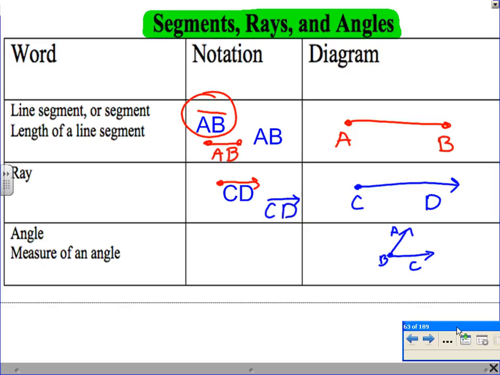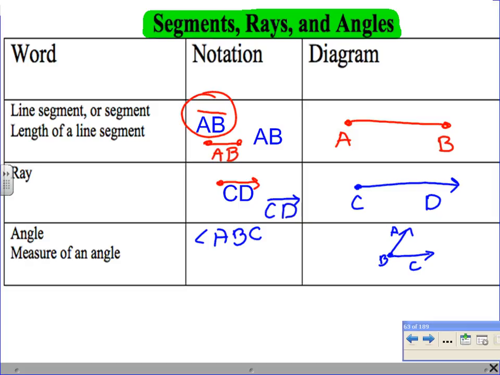Now, naming an angle is a little tricky. Anyone know one way to name this angle? There's 4 ways. Doug, what's one way? Okay, so angle ABC. What's another way to name this angle? There's 3 more ways. Briar. Okay, good. Angle CBA. I forgot to count those ones. There's more than 4 then. You're right.